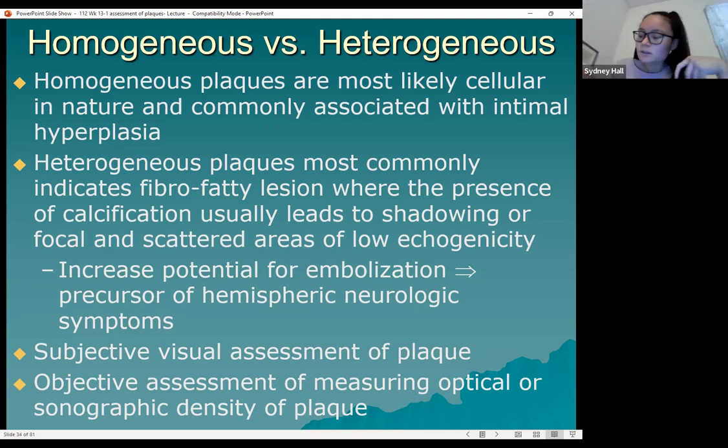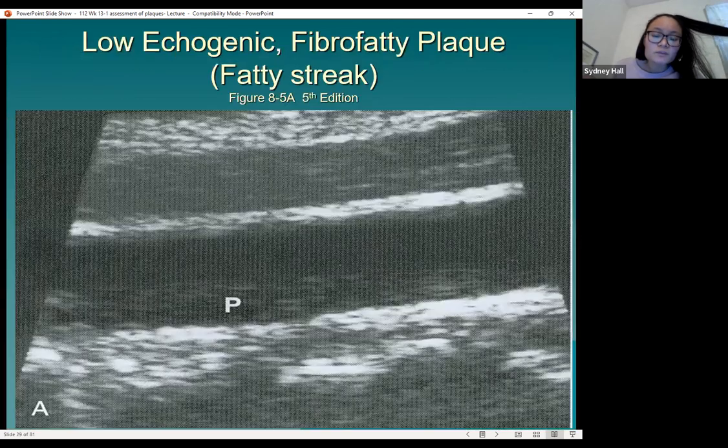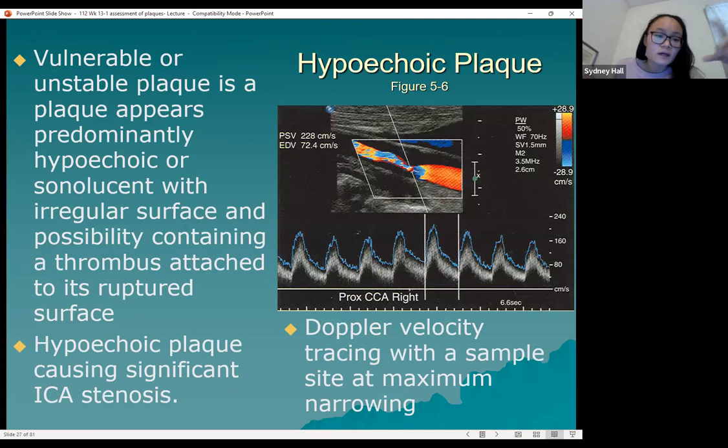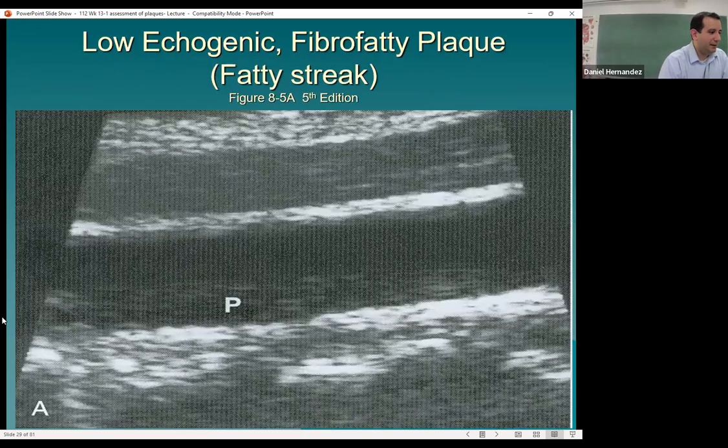For low echogenicity, when it says large amount of lipid material, do you mean lipid material as in the fatty streak or the fatty deposit? To me, this is more like that very low echogenicity, when it looks almost sonolucent, like anechoic plaque. That other one that said low echogenicity is kind of borderline for me. I don't know if I would necessarily call that low echogenicity.